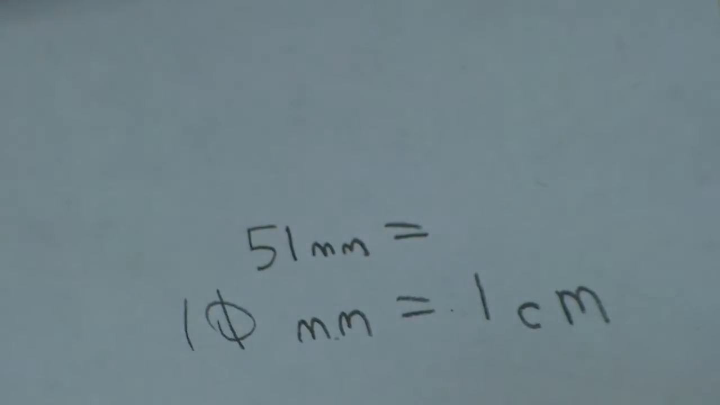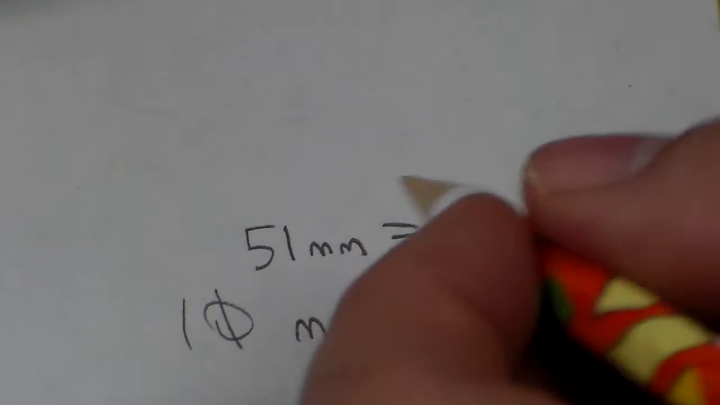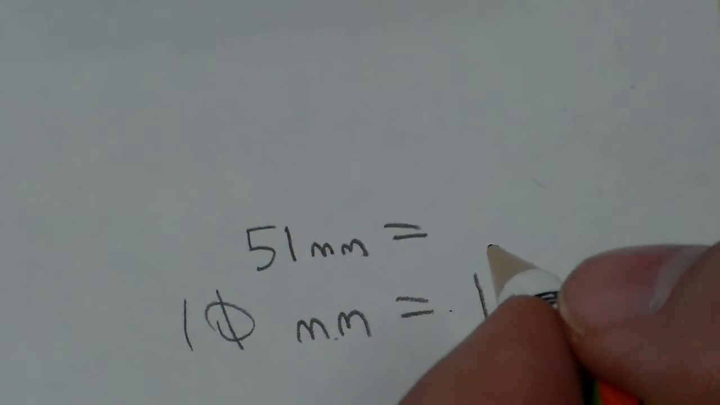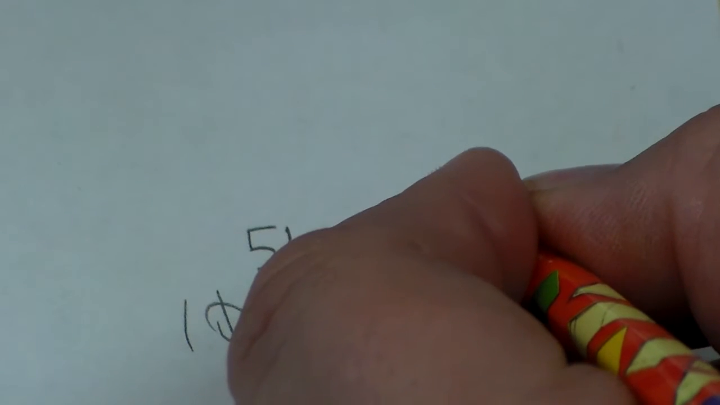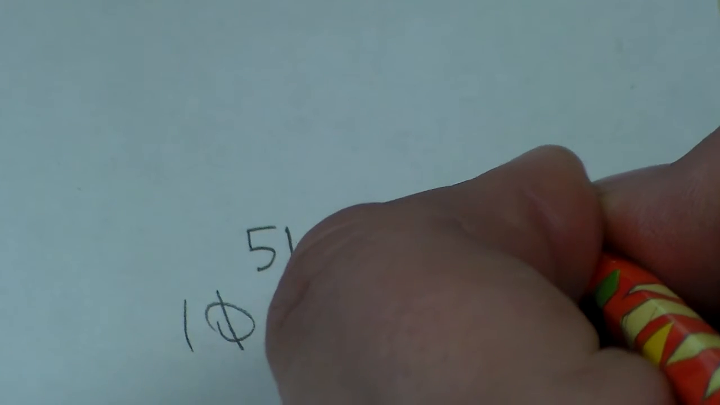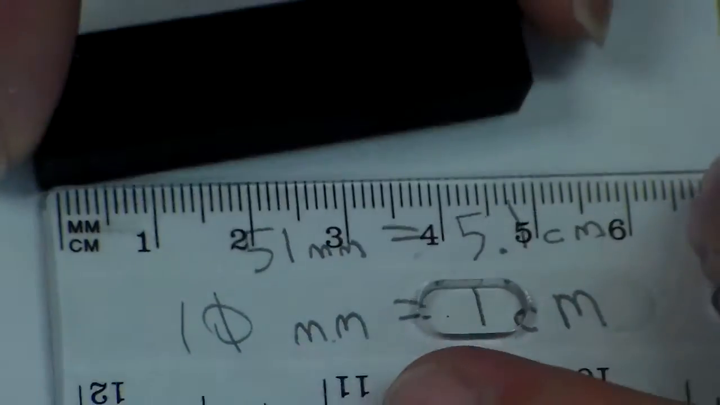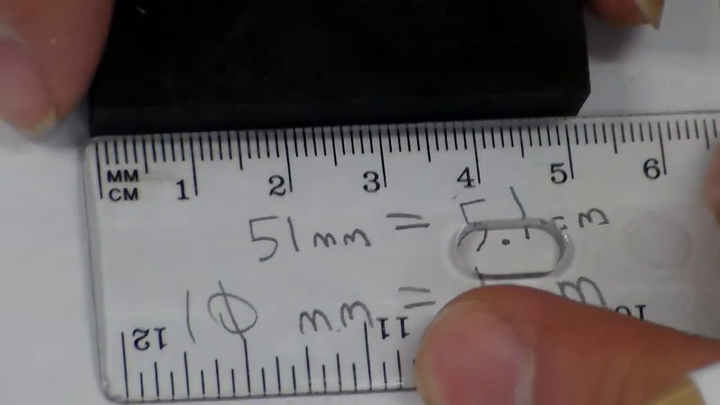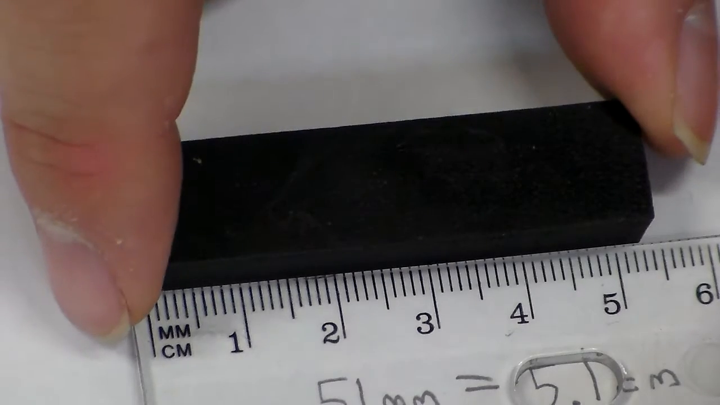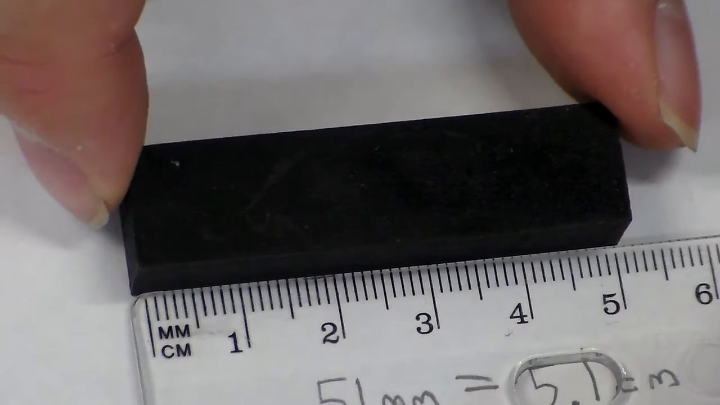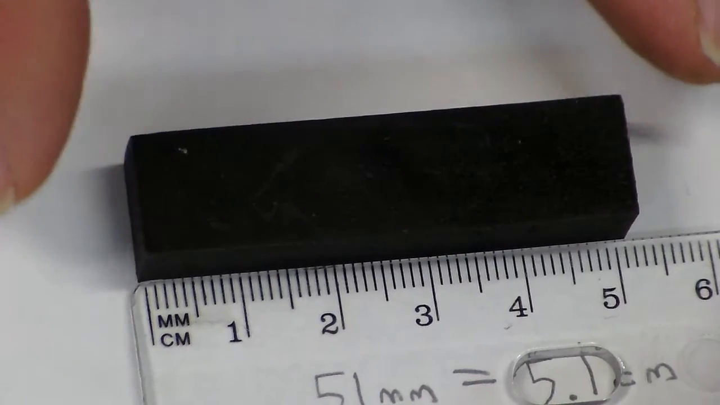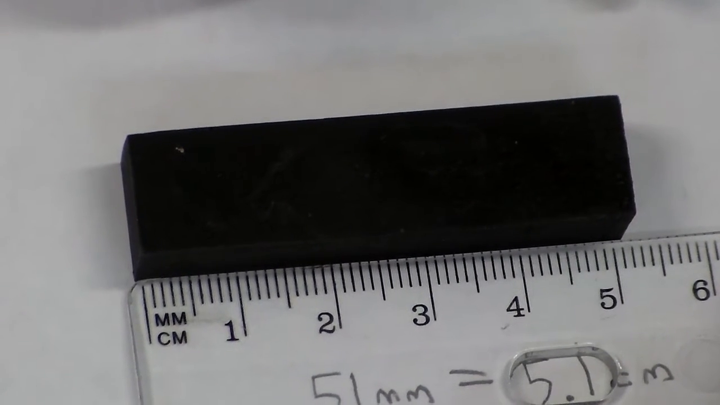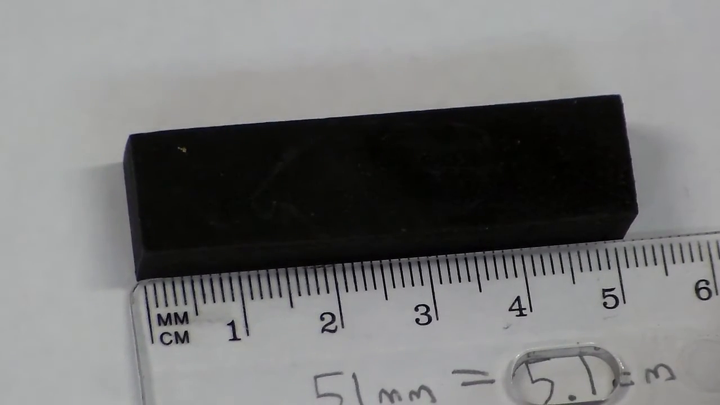But that is also equal to how many centimeters? Well, 51 millimeters, there are 10 millimeters for every centimeter, so that means it's going to equal 5.1 centimeters. Okay, so again, we can double check. Let me move the paper up so we can see that. So we line that up again, and if you notice, yeah, it comes out to about 51 millimeters or 5.1 centimeters.